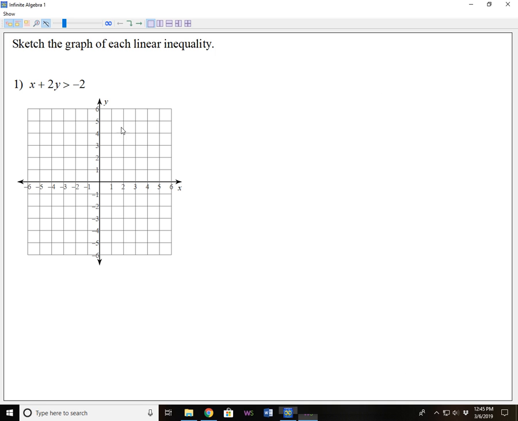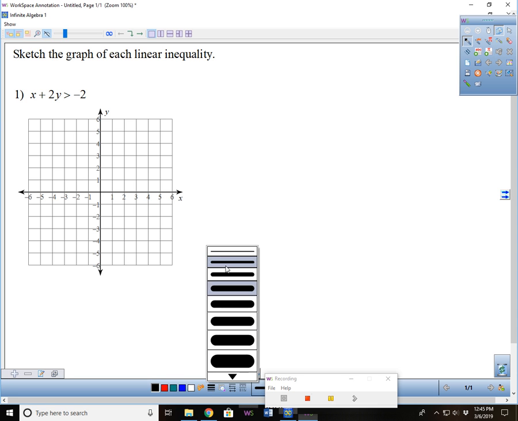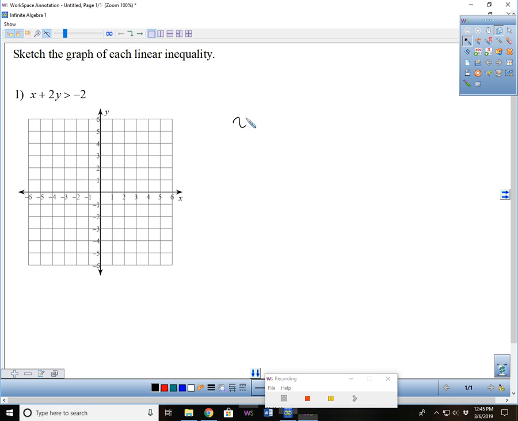Okay, so number one here, we've got x. Whoa, that's really thick. Okay, so we've got x plus 2y is greater than negative 2. So I'm solving for y, which means I'm going to have to subtract this x. And when I move that x over, I always put it in front of the minus 2.